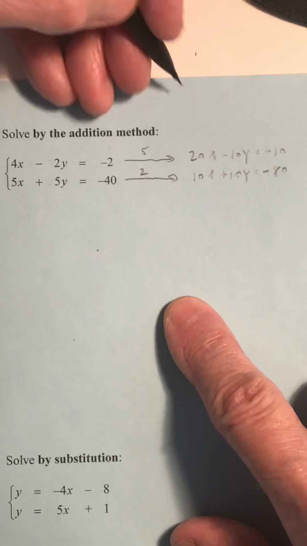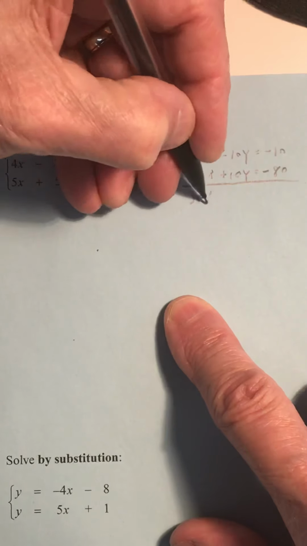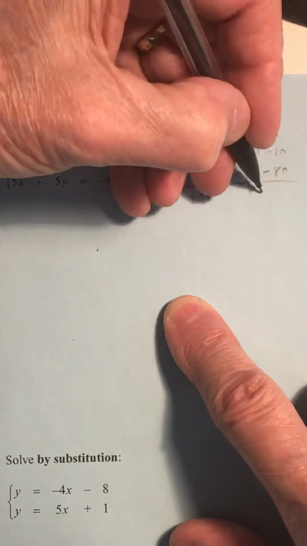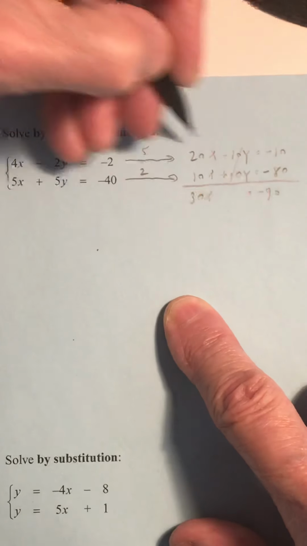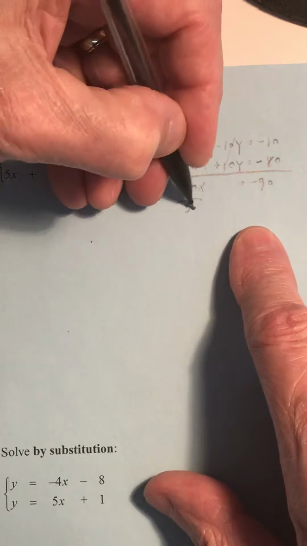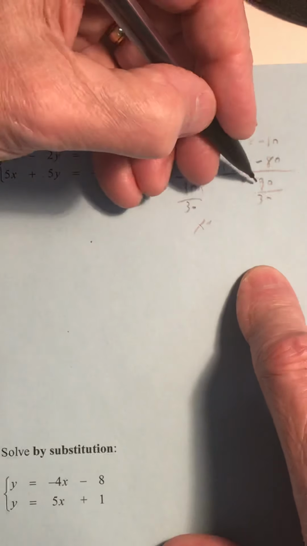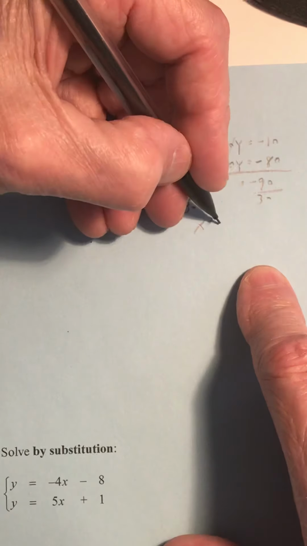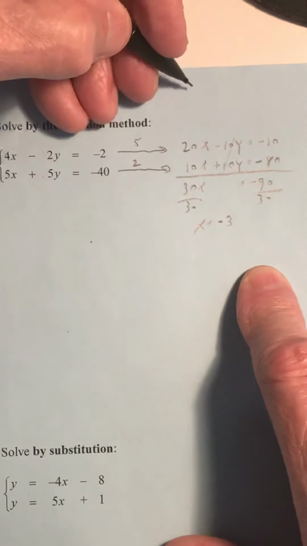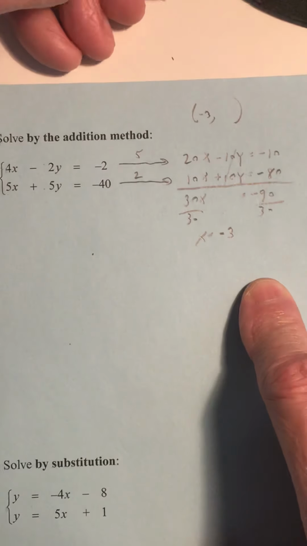Now I can add the columns. And I'll have 30x, y's disappear as we planned, equals negative 90. And if I divide both sides by positive 30, I get x equals negative divided by positive is negative, 90 divided by 30 is 3. So we have negative 3 for x so far.